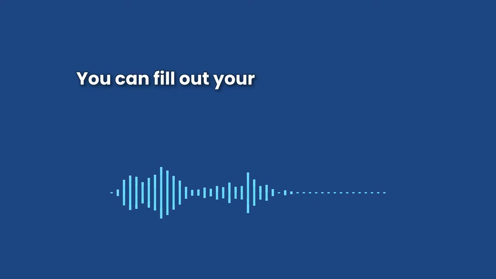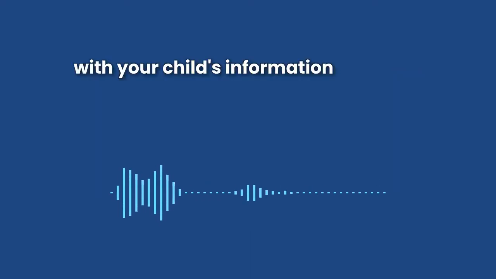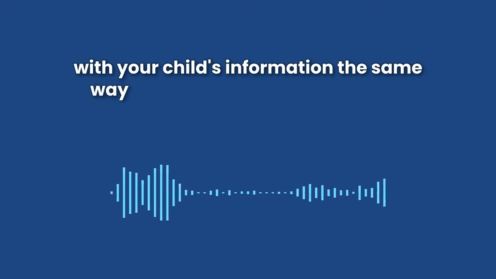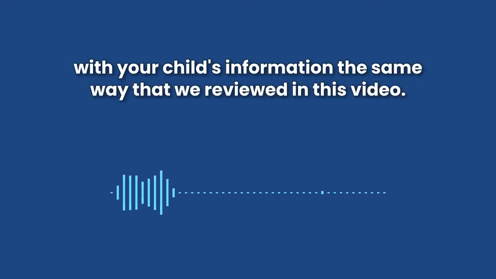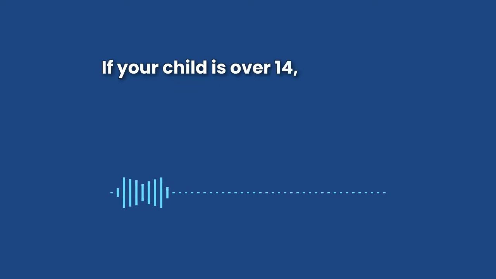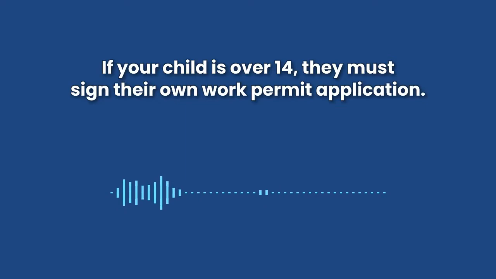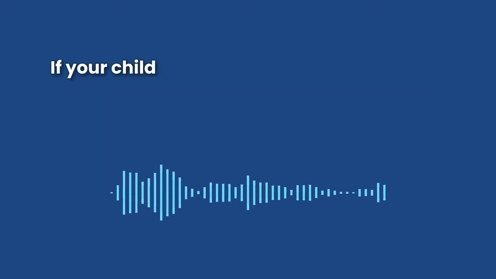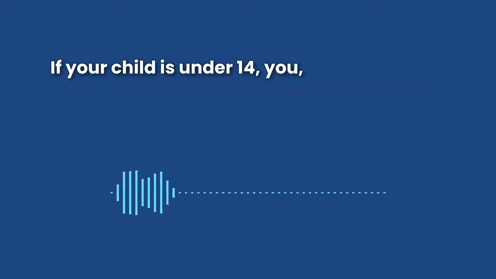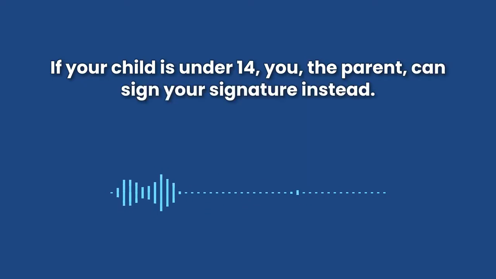You can fill out your child's Form I-765 with your child's information the same way that we reviewed in this video. If your child is over 14, they must sign their own work permit application. If your child is under 14, you, the parent, can sign your signature instead.